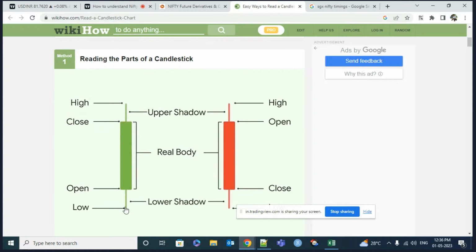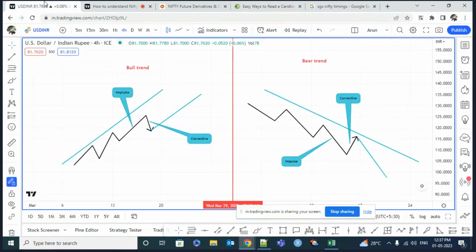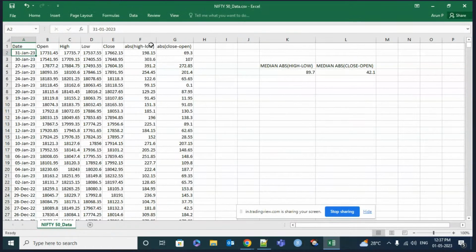This high and low is the maximum stretch in a day where the bulls and bears pushed the price of Nifty 50, and close and open is the body of the candle, in which the market has opened and the market has closed. So that price I have added here, and the absolute value is to remove the negative values.